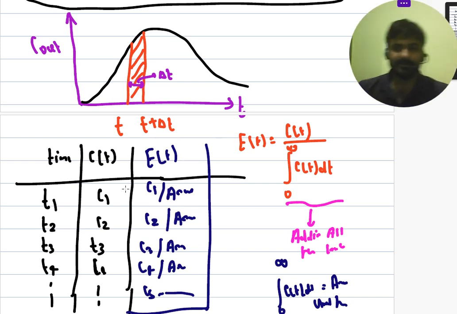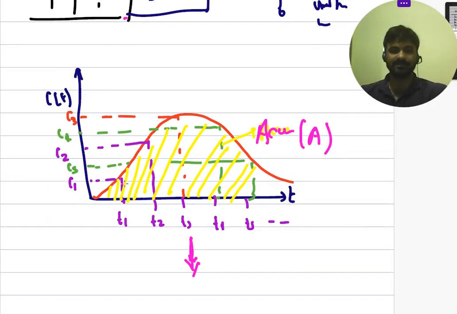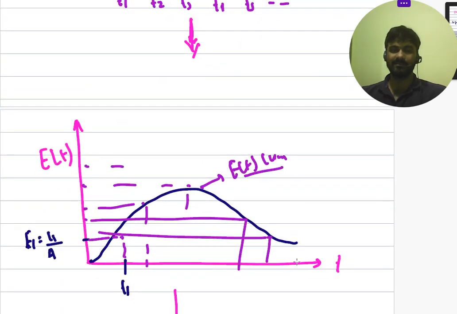Great. Moving to the next point, at a particular time t1 we calculate the concentration, at t2 the concentration is c2, and at different time intervals you can calculate the concentration of the tracer at the exit and plot the concentration versus time curve. After that, you can calculate the area of the curve, and the whole area divides each concentration, c1 at t equals t1 and so on. From here you get the E(t) versus time curve.